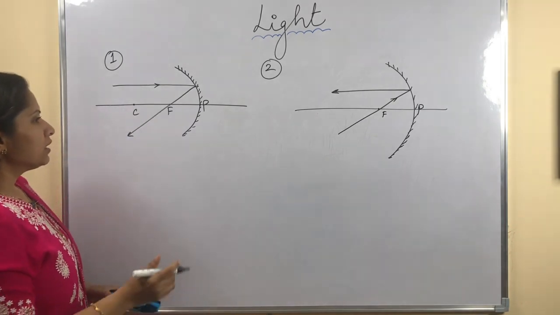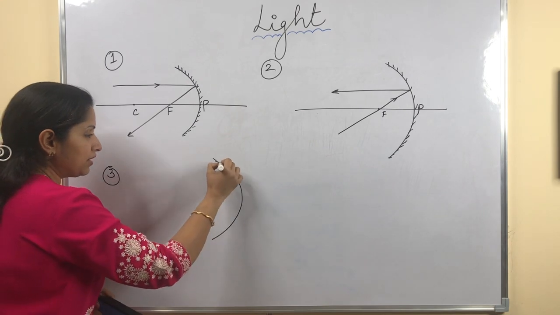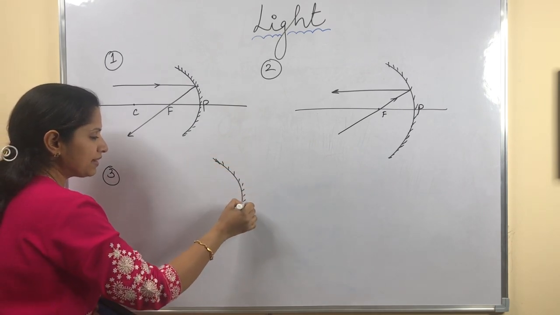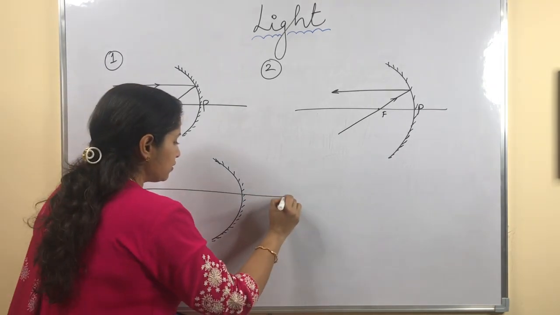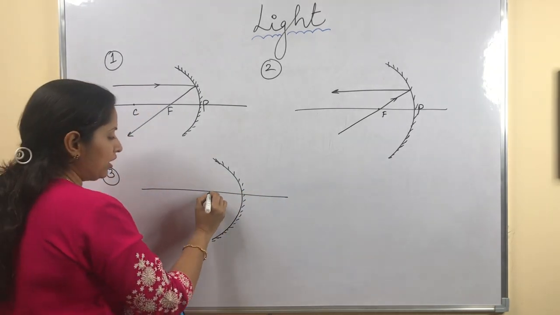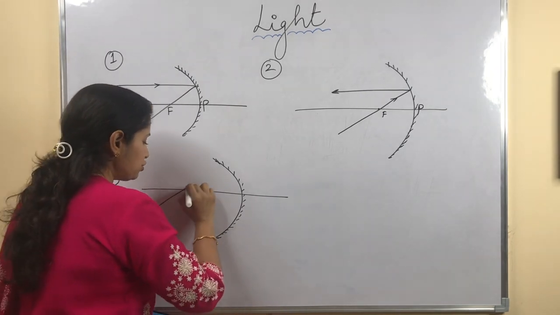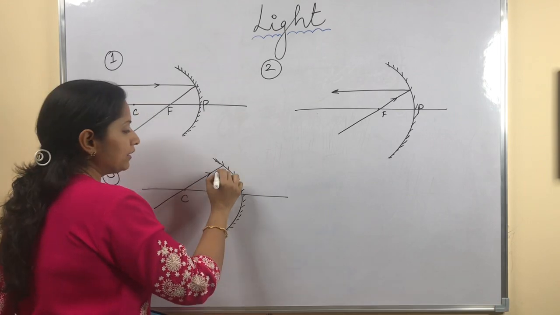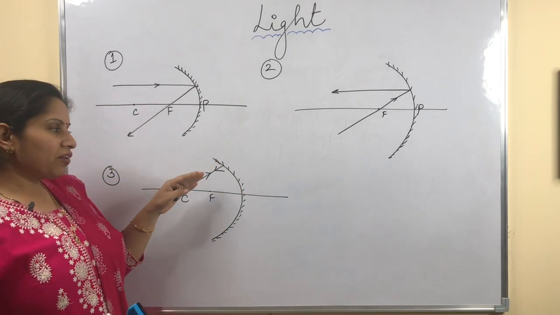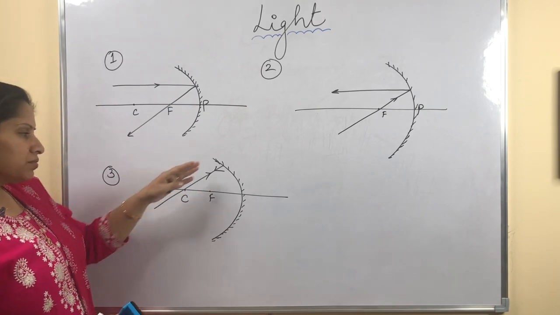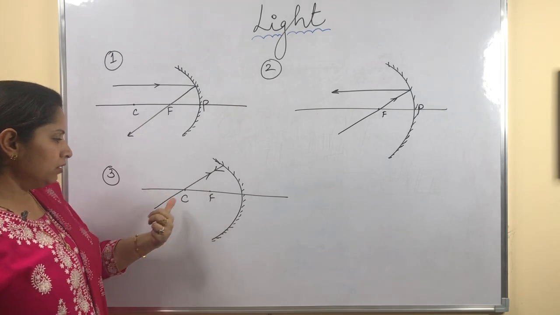Okay. Now, the third rule, it's very important. We are going to use basically the first and the third rule to draw all the ray diagrams. The third rule says that if any ray of light is passing through the center of curvature, then after reflection, it will retrace its path. After getting reflected from the mirror, it will follow the same pathway only. Okay, so that will be the ray.